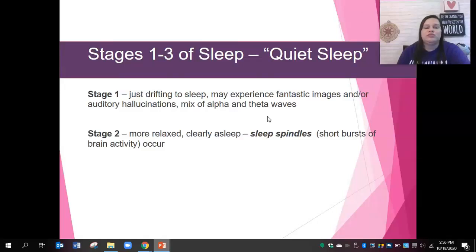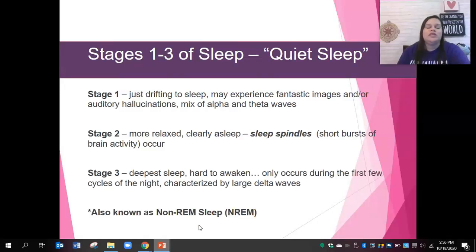So stages 1 through 3, often called quiet sleep, or I usually see in textbooks more non-REM sleep, or NREM. In stage 1, this is just when you're first falling asleep, you're just drifting to sleep. Sometimes you're in stage 1 in class, hopefully not my class. Sometimes you just have sort of images, sometimes auditory hallucinations. You've got some alpha and theta waves, just barely drifting.